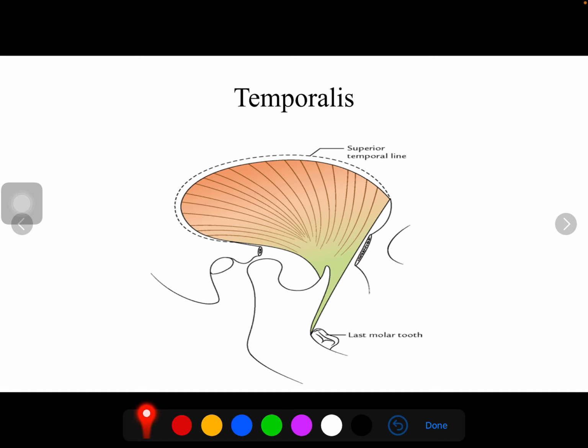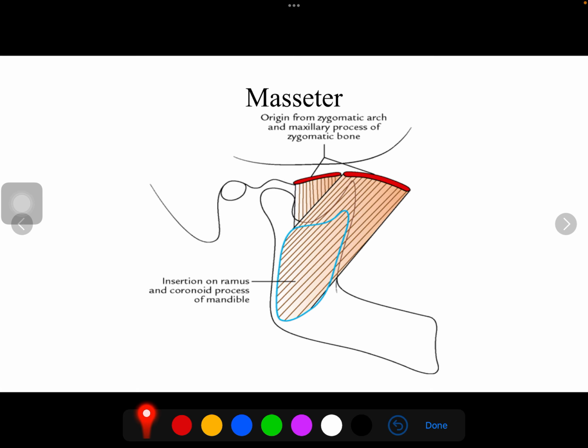Then nerve supply. The temporalis is supplied by the deep temporal nerve, a branch of the anterior division of the mandibular nerve. So that's all about the temporalis muscle. Then we move on to the next muscle, the masseter. It is a thick quadrilateral muscle placed superficial to the ramus of the mandible. It can be palpated in the living on clenching the teeth.